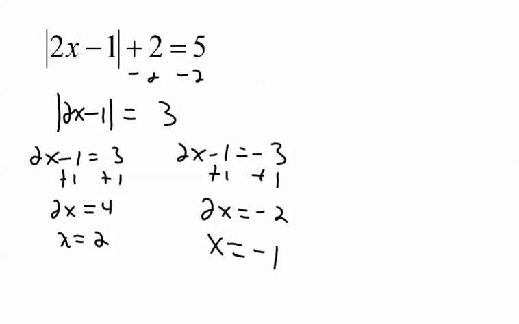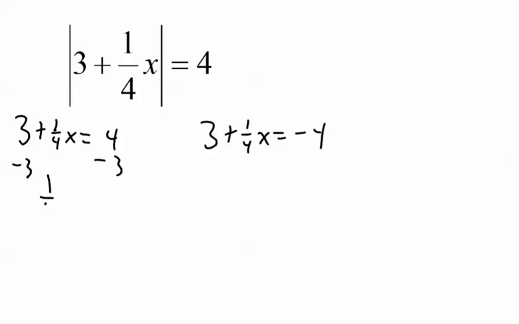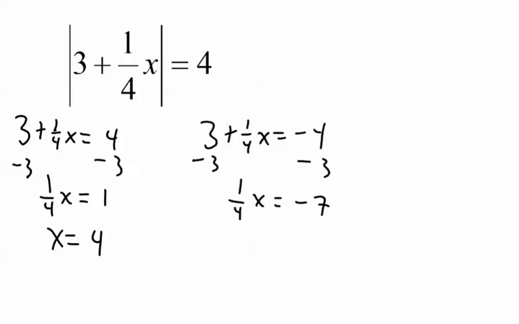All right? So it doesn't matter, even if you get something really goofy like this, the absolute value of 3 plus 1/4 x equals 4. Same thing, set it up. 3 plus 1/4 x equals 4, and 3 plus 1/4 x equals negative 4. So here you're going to subtract 3. I get 1/4 x equals 1. I multiply both sides by 4, and I get x equals 4. On this one, I subtract 3. I get 1/4 x equals negative 7. And then I multiply both sides by 4, so x is equal to negative 28. So those are my two answers there.